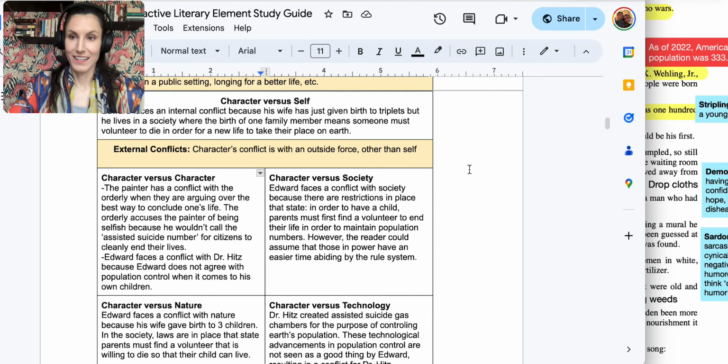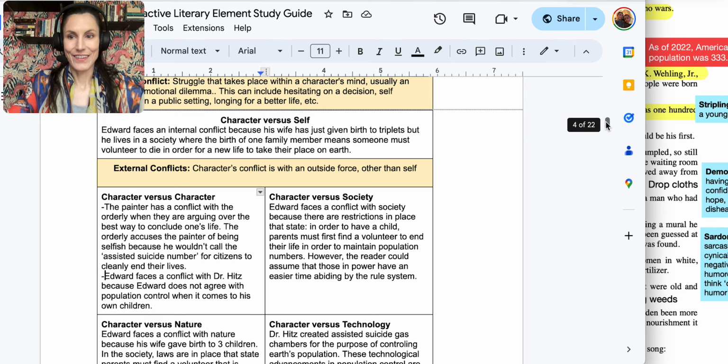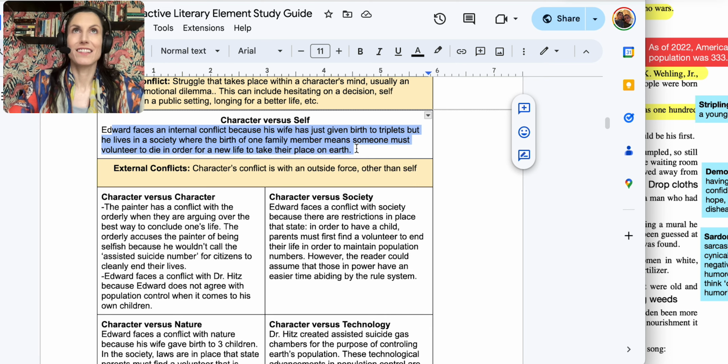So we are looking at conflict in "To Be or Not to Be" by Kurt Vonnegut. Now, obviously we would have our character versus self. In every story you ever read, there really is a character versus self conflict. And it could be as simple as a character just didn't want to get out of bed that morning.